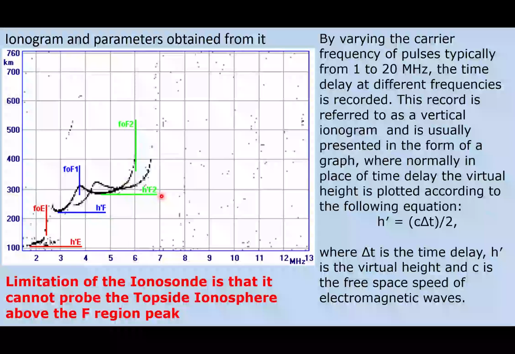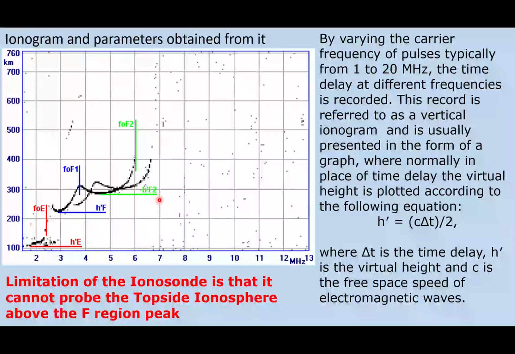So there are two traces here. The first one, where we have marked the foF2, is the ordinary, and the second trace corresponds to the extraordinary. Because the reflection conditions are different for ordinary and extraordinary, the traces are separated, and the corresponding critical frequencies are also different. For example, we can define this as fxF2, the critical frequency for the extraordinary component from the F2 layer.